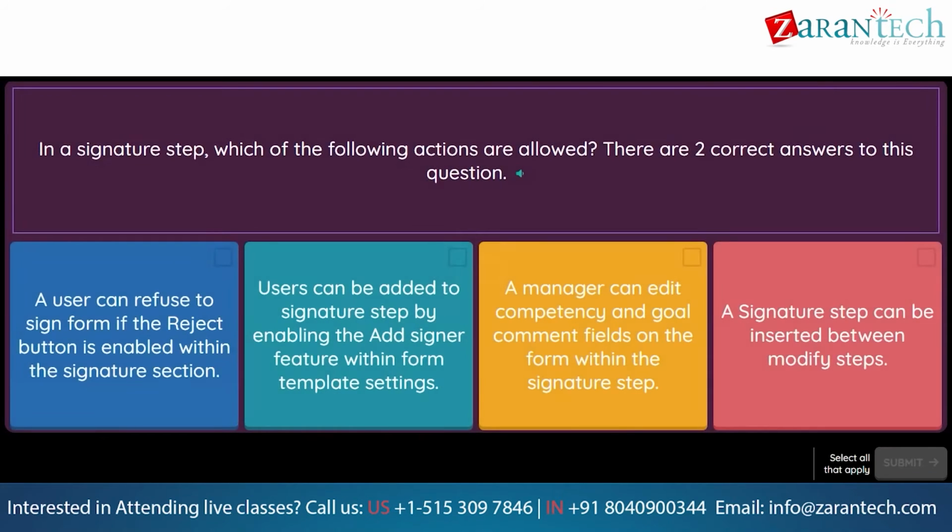Question: in a signature step, which of the following actions are allowed? There are two correct answers to this question. Option 1, a user can refuse to sign the form if the reject button is enabled within the signature section. Option 2, users can be added to the signature step by enabling the Add Signer feature within form template settings.